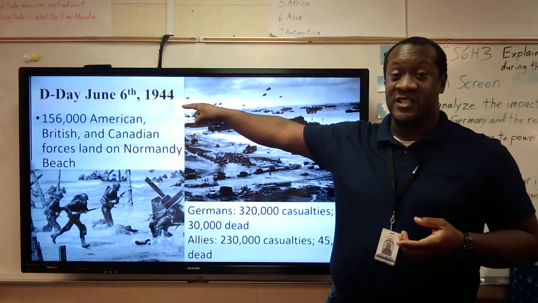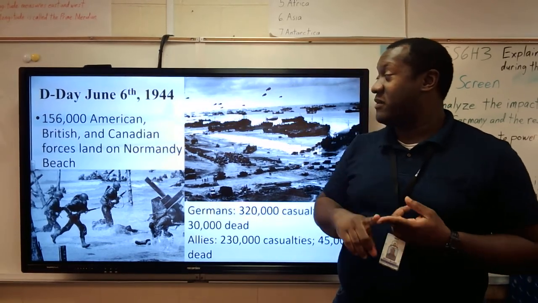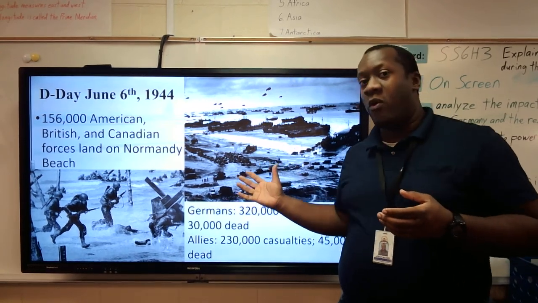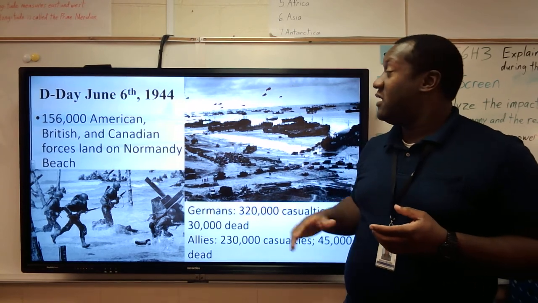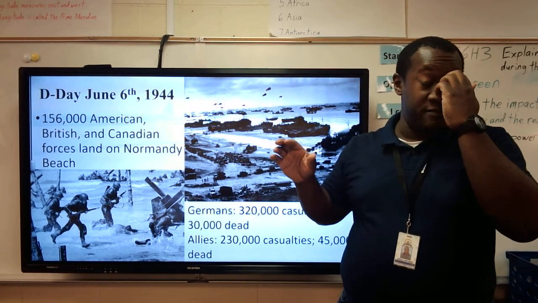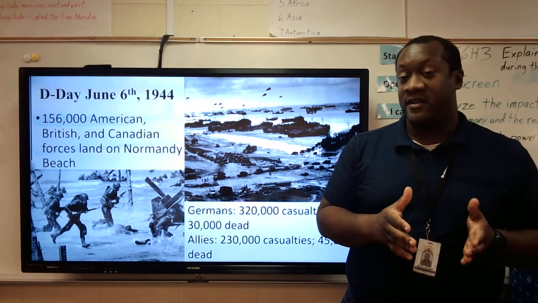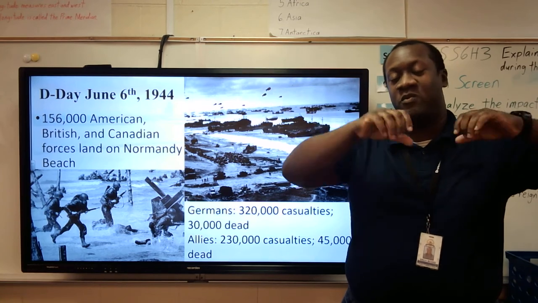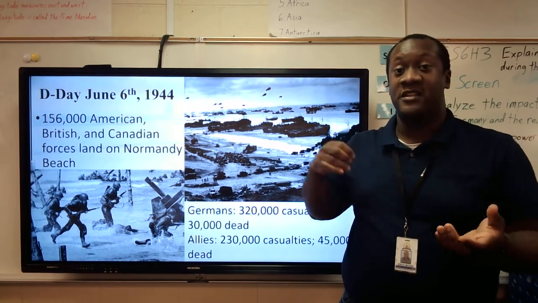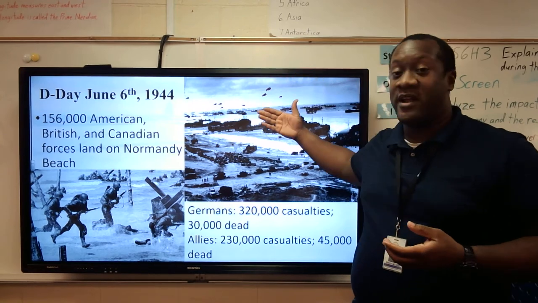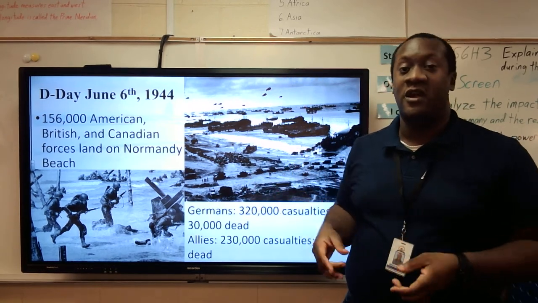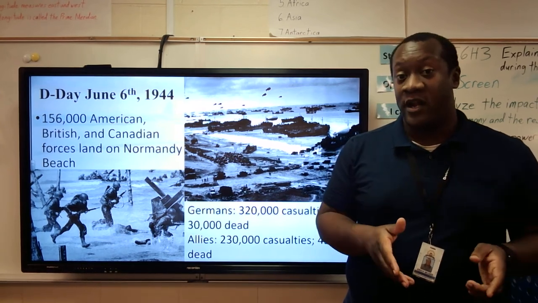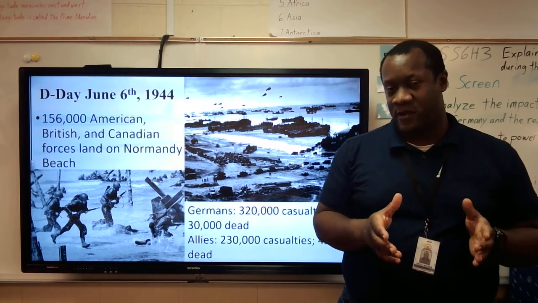By the way, when it says 156,000 American, British, and Canadian forces, that's just the initial wave. There are hundreds of thousands more that are going to come afterwards. But these guys have to storm the beaches of Normandy, France. There are cliffs in the distance that have Germans manning machine guns, firing down into the water as these soldiers are trying to land on the beach. If you look at the description box below, I've linked a History Channel video. I want you to watch it so you can get an idea about D-Day, okay?